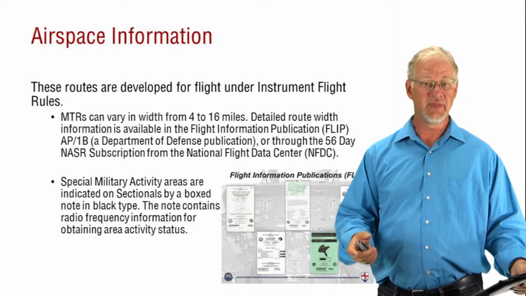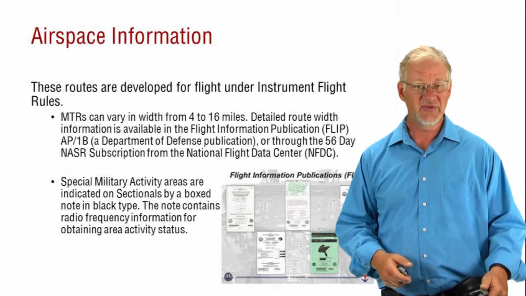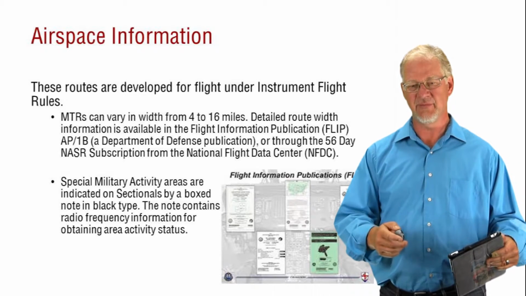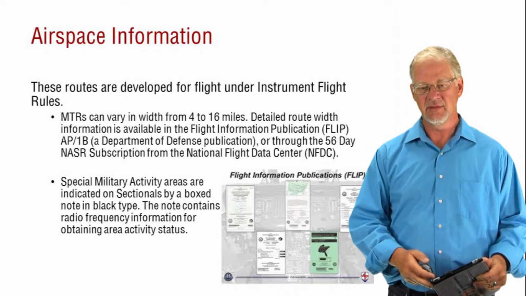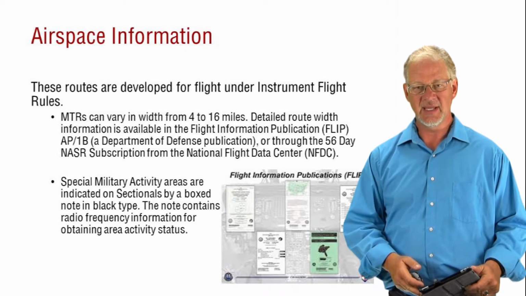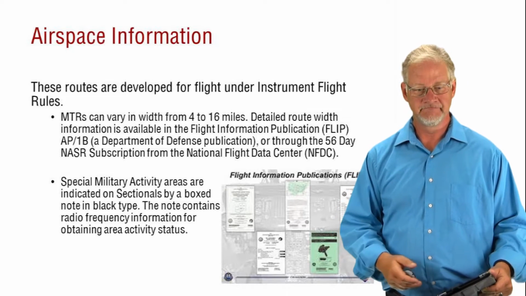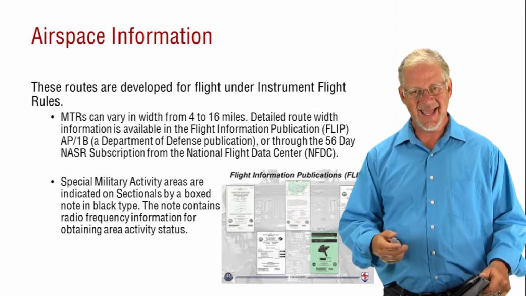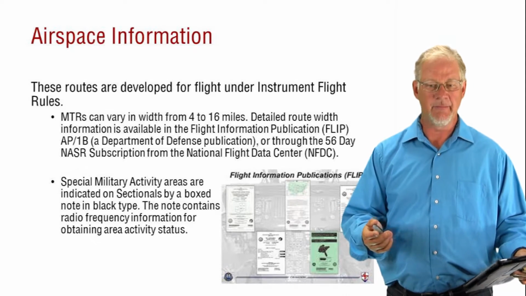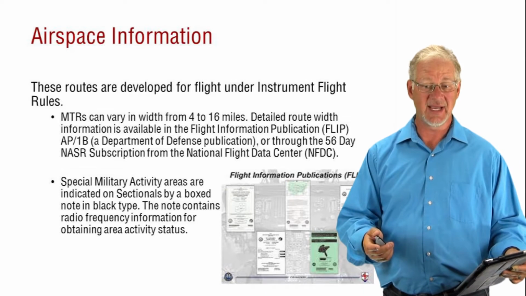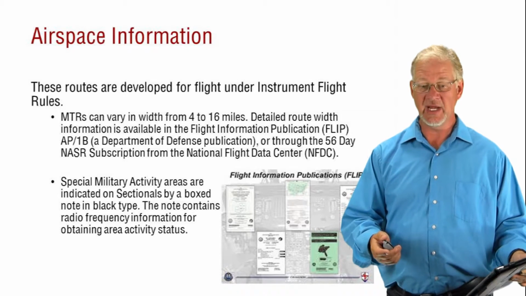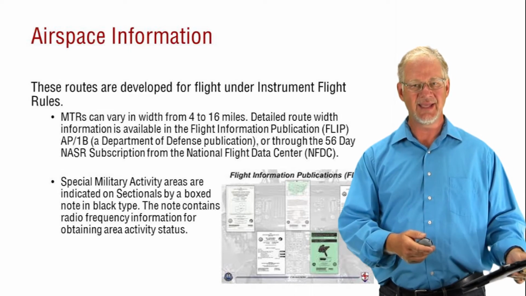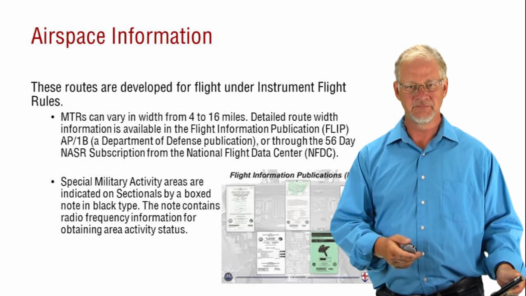MTRs can vary in width. They can go from anywhere between 4 miles up to 16 miles at times. And detailed route width information is available in the Flight Information publication, otherwise known as FLIPS. Special military activity areas are indicated on sectionals by a box, in black type information. The note contains radio frequency information for obtaining area activity status if you had a radio you could listen to.